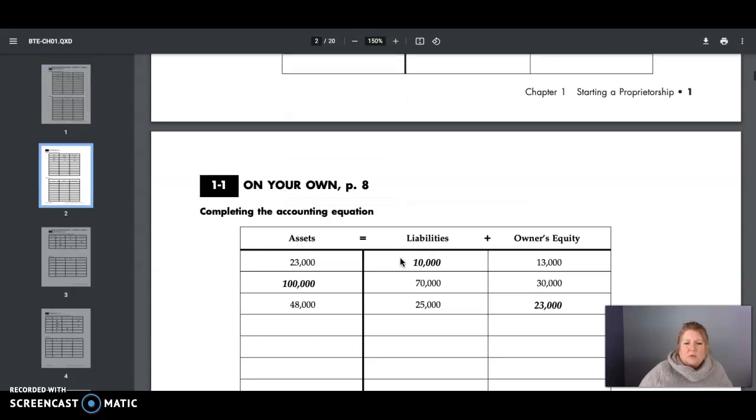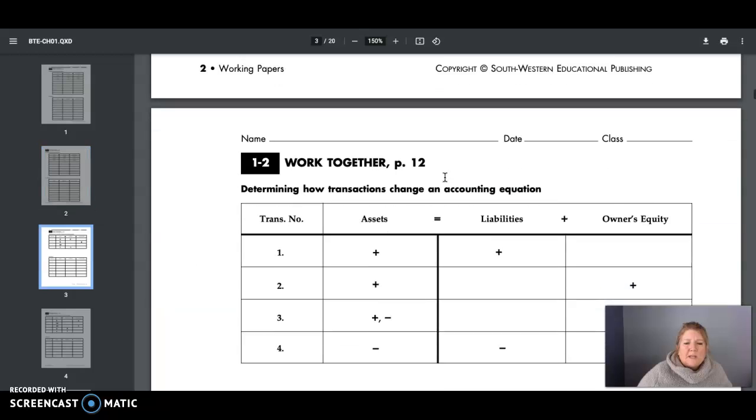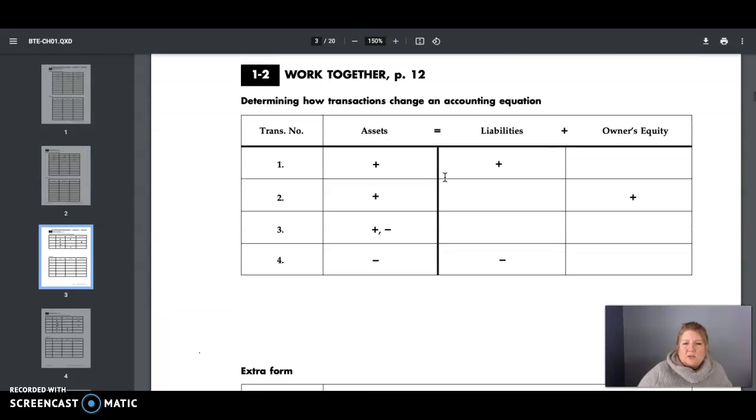The on your own, this is simple math, guys. So remember always, if the assets on this side are 23,000, then the two on this side must equal 23,000. So the 100,000, I don't think you were given one or the other, so you just had to split them up so they equaled 100,000. So that's 1.1. In 1.2, we have this chart.